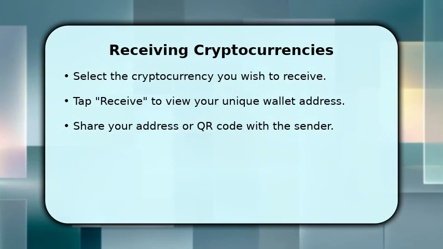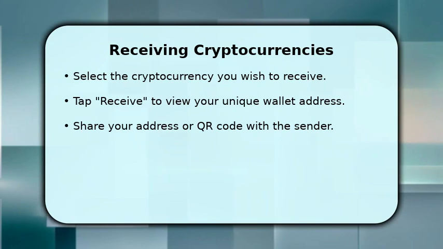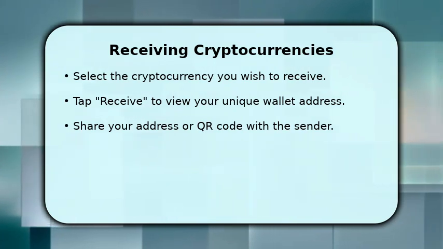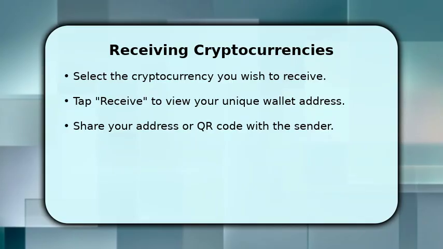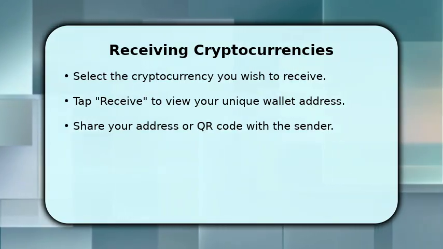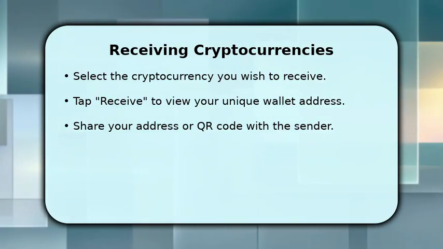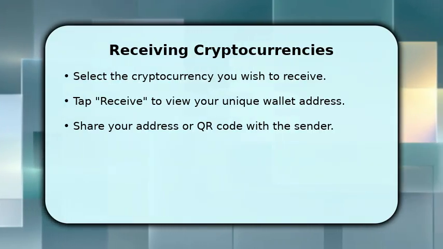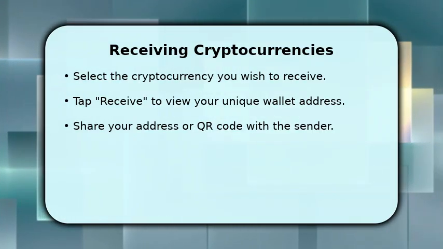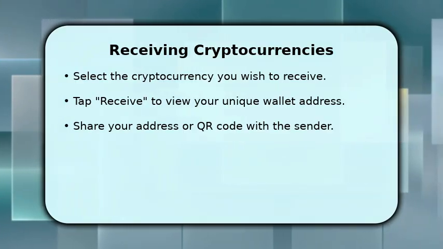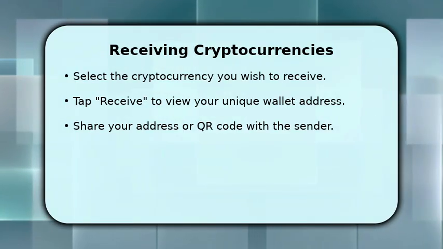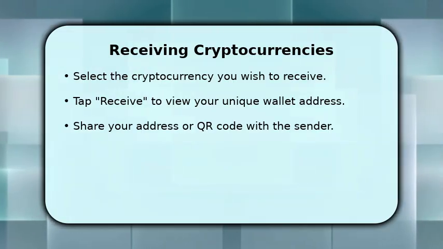To receive cryptocurrency, simply open your Trust Wallet and select the specific coin or token you want to get. Then, tap the Receive button. Your unique wallet address will appear, along with a QR code. You can easily share either of these with the person sending you funds, making the process straightforward.